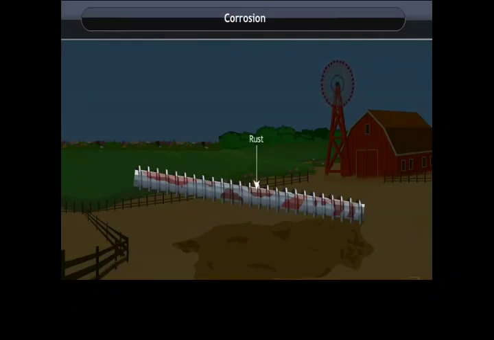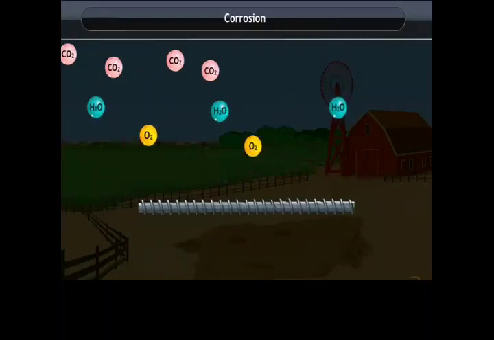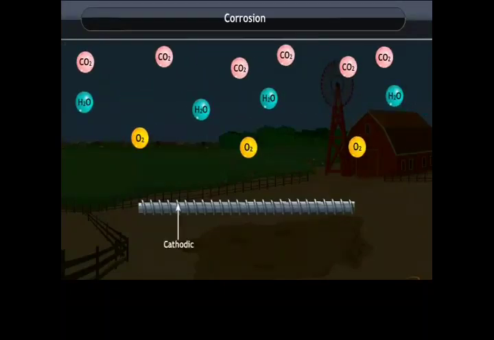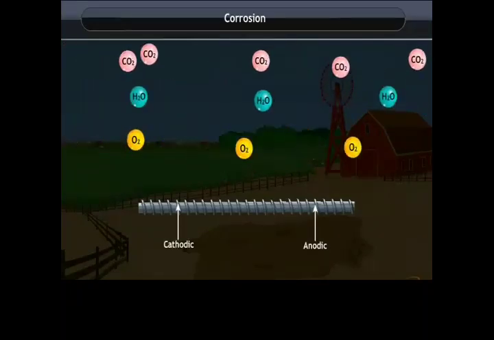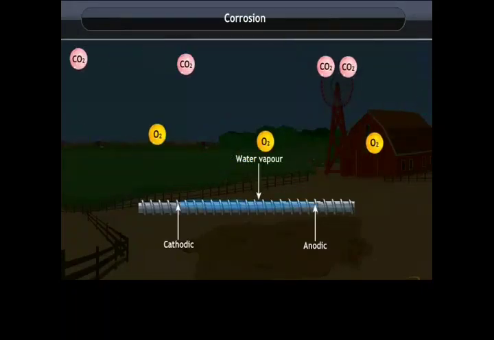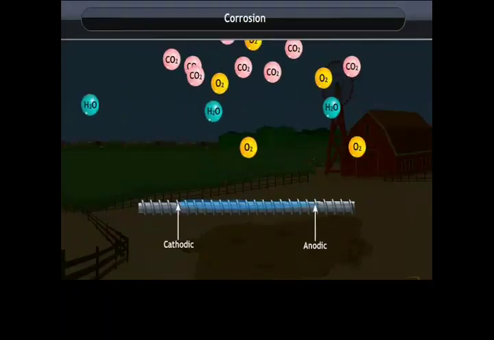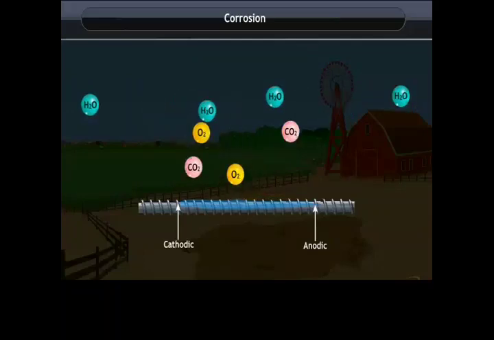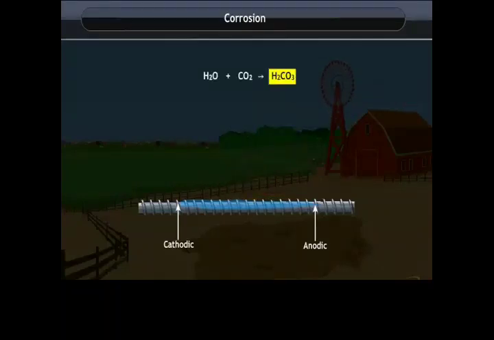Rust is explained in the electrochemical theory. When the iron materials are kept in moist condition, the cathodic and anodic regions are formed. The water vapors present on the surface of iron dissolves carbon dioxide and oxygen from air to form carbonic acid. So now the surface of iron is covered with carbonic acid. Carbonic acid dissociates to small extent to H+ ions.